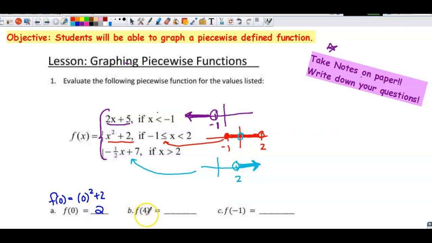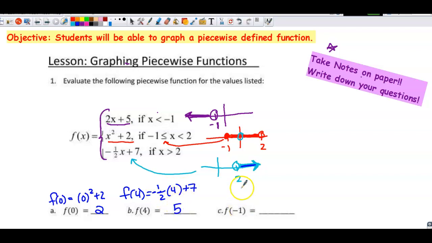F of 4 is greater than 2. So that's going to go into this function right here. So f of 4 is equal to -1/2 times 4 plus 7. Well, half of 4 is 2. So -1/2 of 4 is -2, plus 7 is 5.